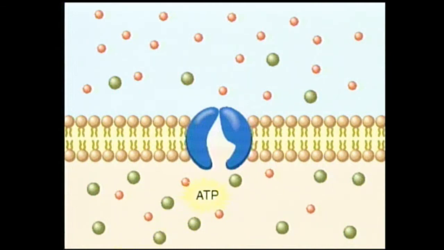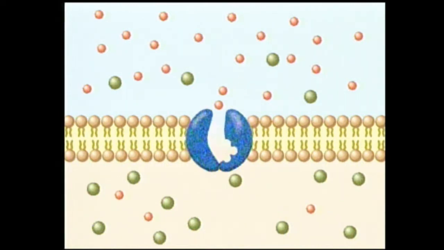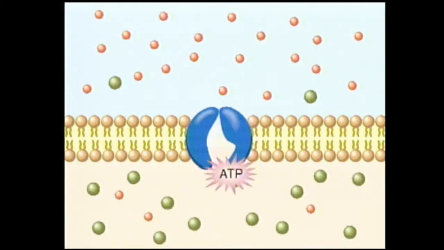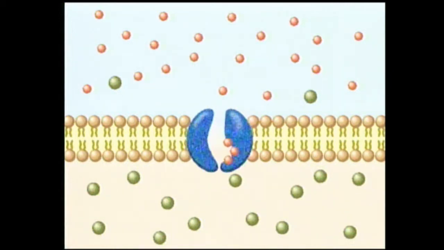The sodium-potassium pump needs energy from another ATP to repeat the cycle. Sodium ions are moved against their concentration gradient. Potassium ions are also moved against their concentration gradient. Since this process requires energy, it is an example of active transport.